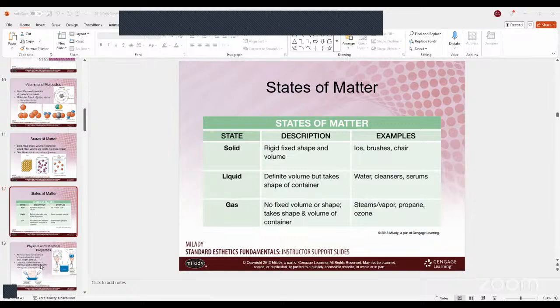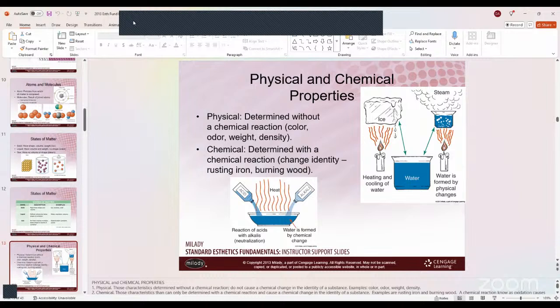All right, let's look at physical and chemical properties.